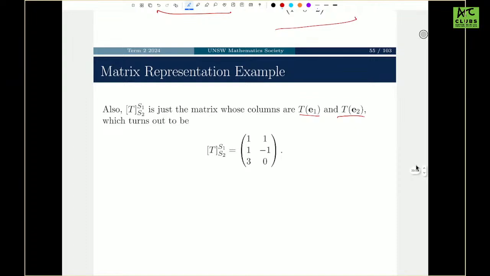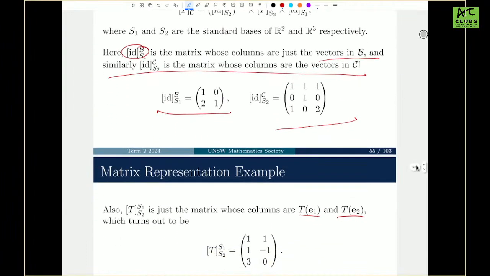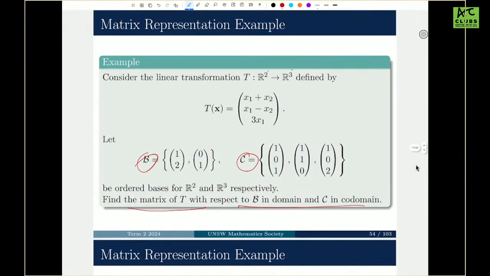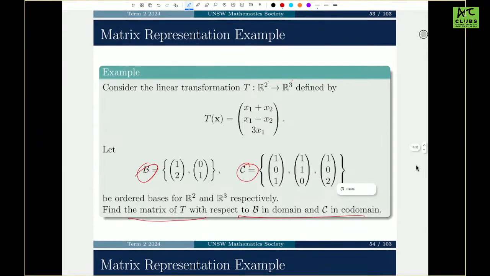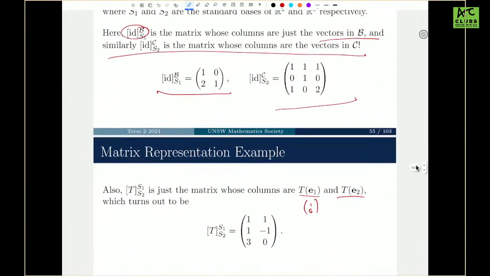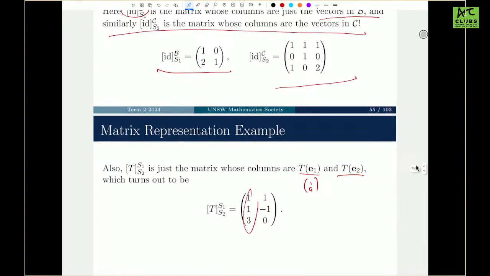Let's say I'm applying it to (1, 0). What am I going to get? I'll have to scroll up for this. So to apply to (1, 0), it's just going to be 1 plus 0, 1 minus 0, 3 times 1. So (1, 1, 3), which is in fact this thing. And to get the other one, just apply it to (0, 1).